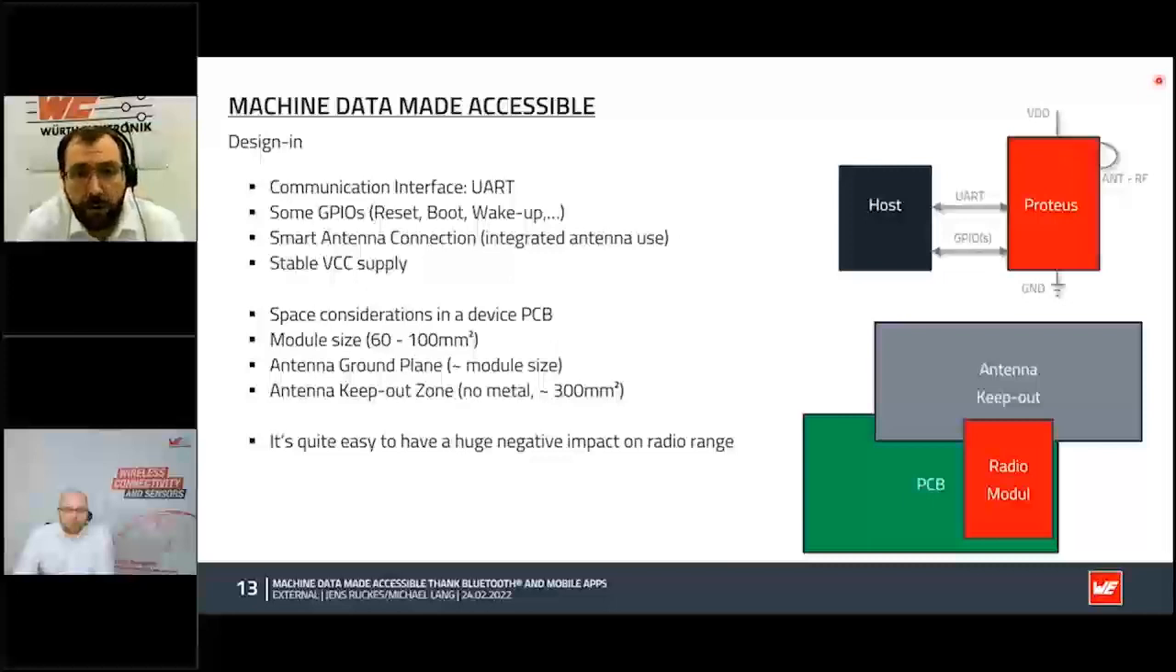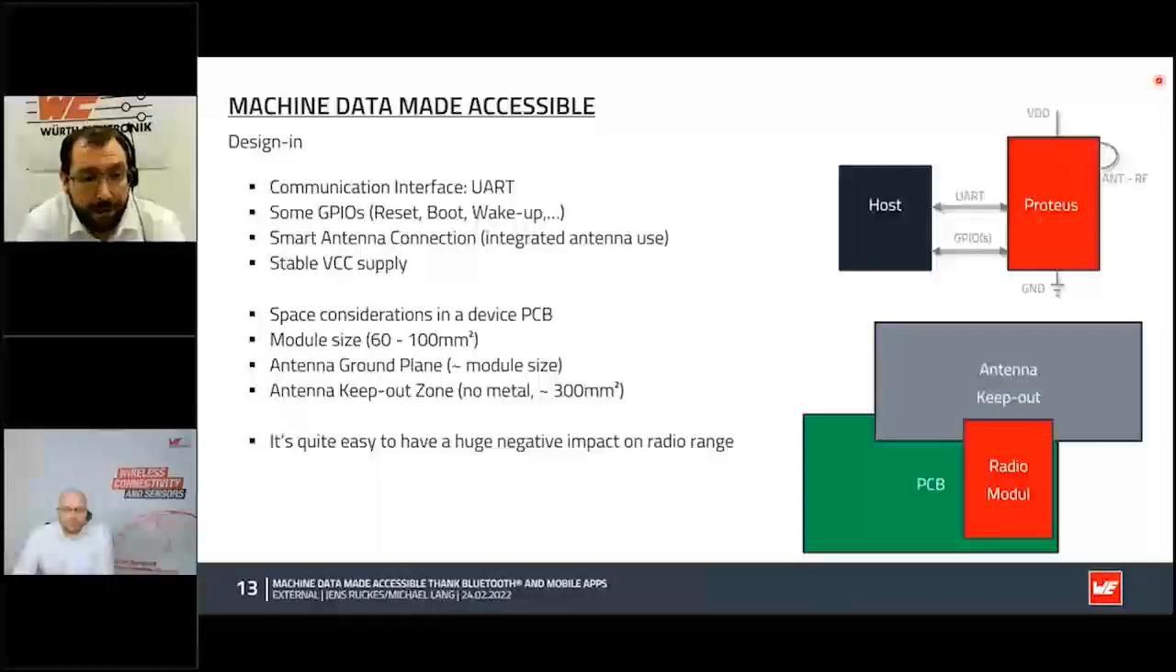So it's not only the area you need for the radio module on your host PCB, but also you need to consider some keep out zones and for sure the material of the housing and stuff like that, just to get an adequate radio range in your system. For Bluetooth Low Energy purposes, that could be in the range of 10 to 20 meters, which is a so-called personal area network.